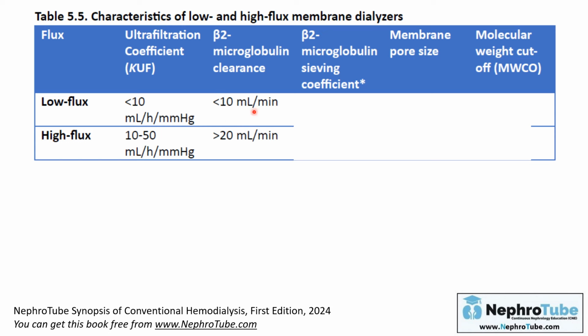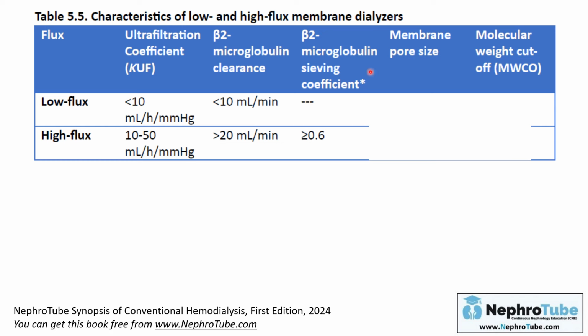Regarding beta-2 microglobulin clearance, the low flux has beta-2 microglobulin clearance less than 10 and the high flux more than 20. It is the same in number as the ultrafiltration coefficient but with different units. Again, beta-2 microglobulin clearance may be more than 20, and it may be 10 to 50, as I will mention now, according to the Japanese classification.